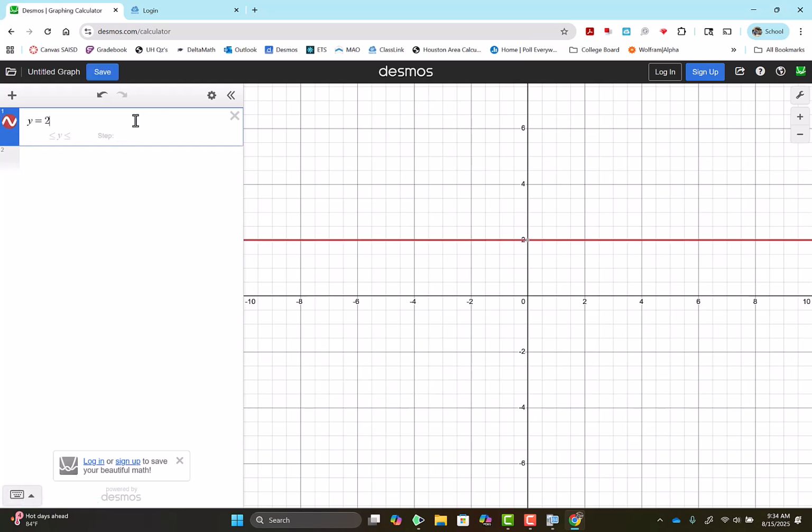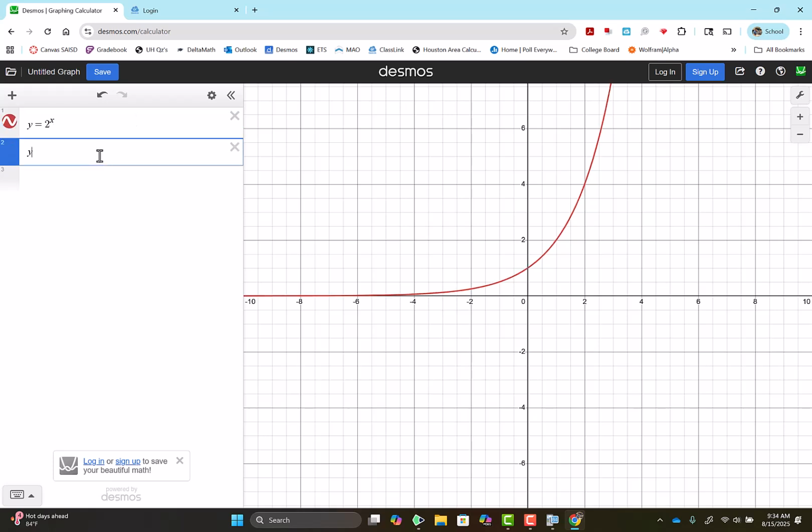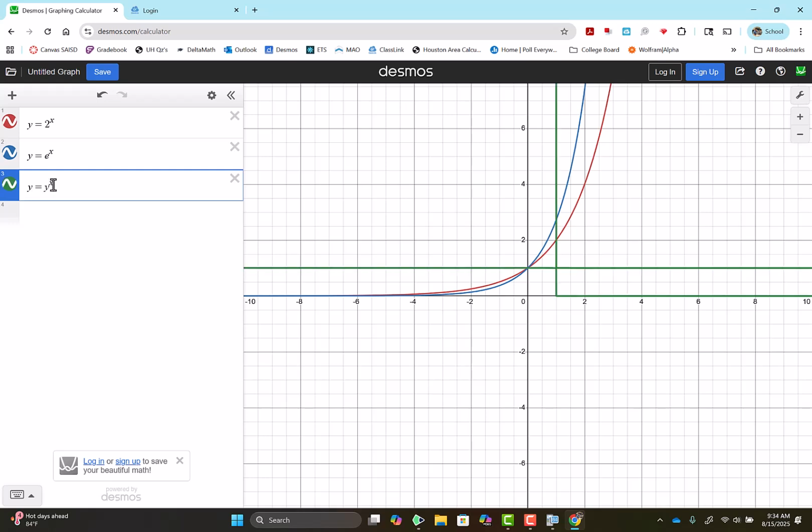Y equals 2 to the power x. See, it looks like that. Y equals e to the power x. See, they all look similar. Obviously, they're going to have different values because it's a different thing. You said 6 to the power x. Y equals 6 to the power x. Look, I put 6 to the power x there. See how they all look similar?